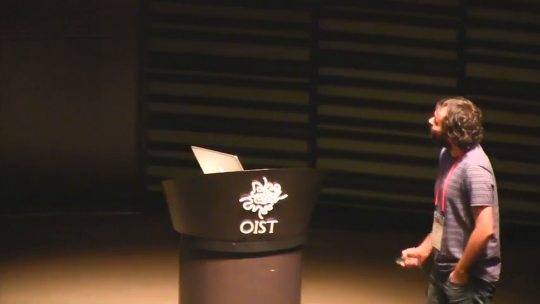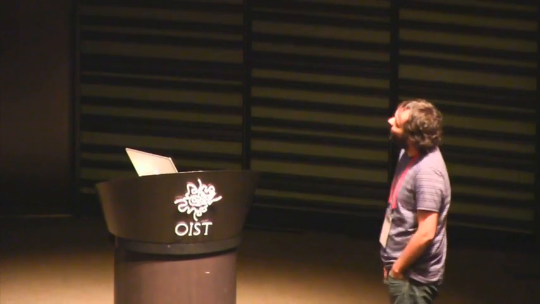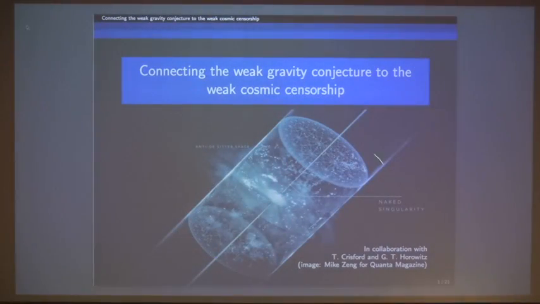So I'm here today to tell you about the possible connection between the weak gravity conjecture and the weak cosmic censorship conjecture. This will span a body of work of about 4 years. There will be many references as I go along, but these will be my main collaborators, partners in crime for what I'm going to present here today.